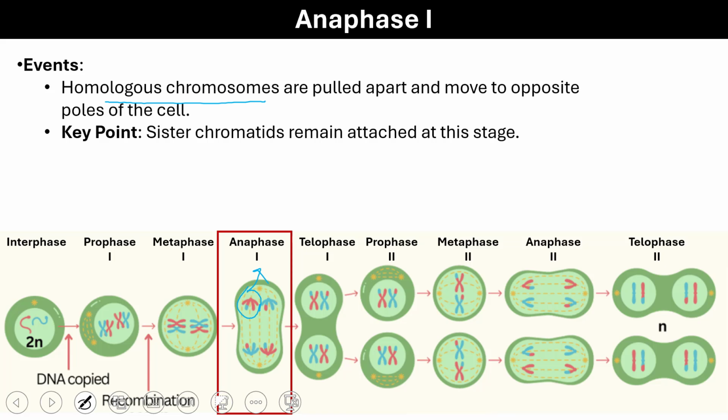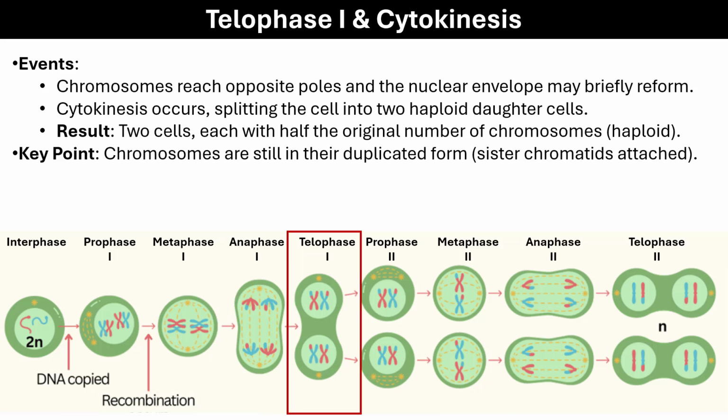Therefore, at this stage, if we are talking about human beings, the 46 chromosomes will separate out with only 23 getting to one side and 23 getting to the other side. During the telophase, the nuclear envelope starts to reappear and it is followed by cytokinesis, which leads to splitting of the cell into two haploid daughter cells.